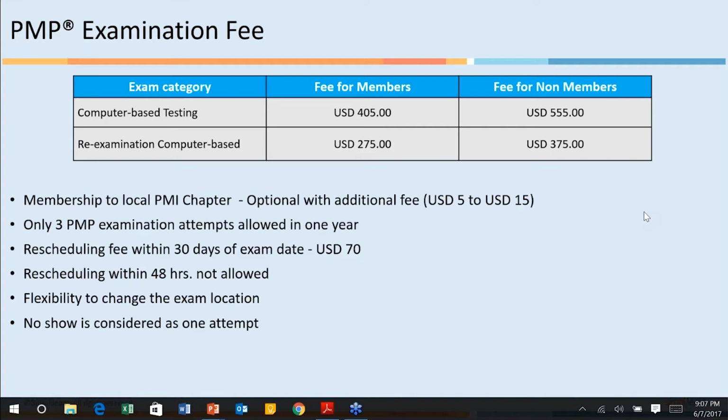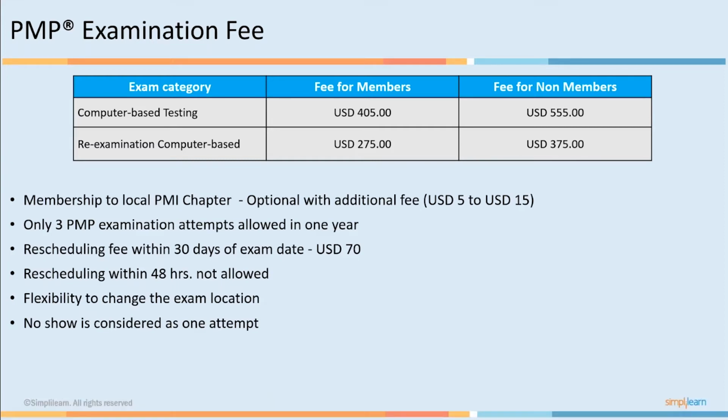It is not for distribution, sale, or reproduction. So no one can sell you or provide you the soft copy of the PMBOK guide. When you apply for the PMP examination, you get your own copy, your own version, okay? Along with this, you may see membership to the local PMI chapter, which is completely optional, on your choice.